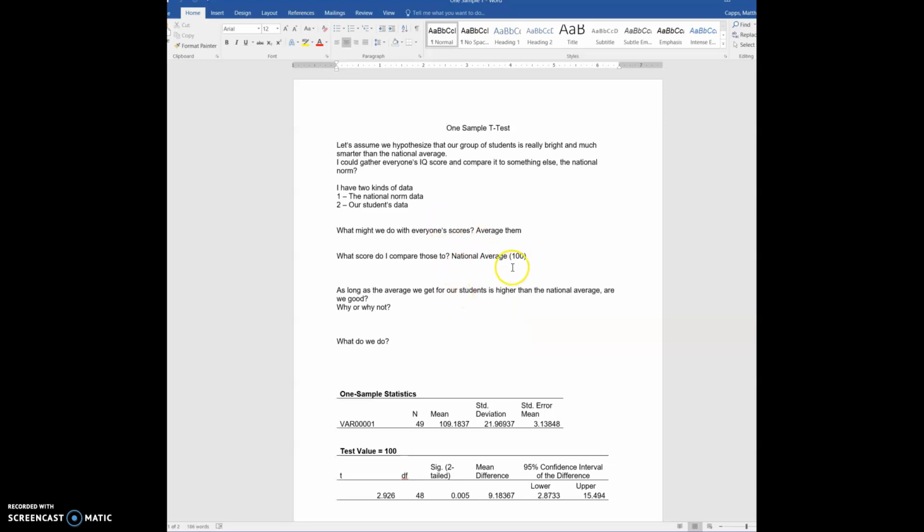And we want to compare that to the national average of 100. So again, we'll ask the question, as long as we get the average for our students and it's higher than the national average, we're good, right? Well, no, we are not good. We need a statistical comparison because the mean alone doesn't tell us anything.